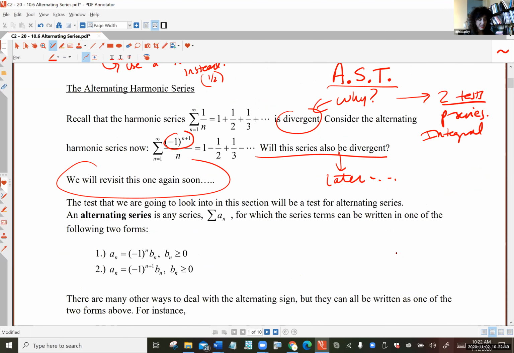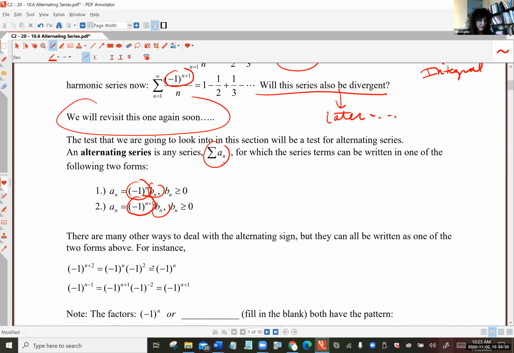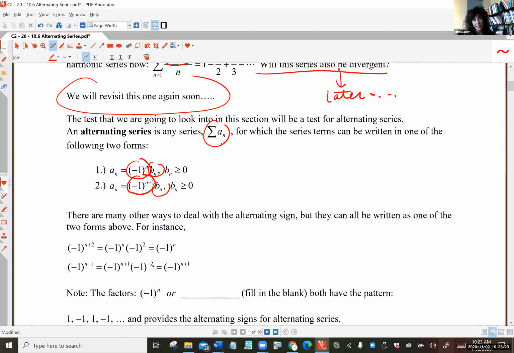So let's examine this thing called the alternating series test. First up, you got to know how to figure out if something's alternating. So if you take a regular series, sigma a sub n, and if that sigma a sub n has either a -1 to the nth in its formula or a -1 to the n plus 1 in its formula, and the b sub n part is always going to be something non-negative, then you have a true, genuine alternating series on your hands, okay?